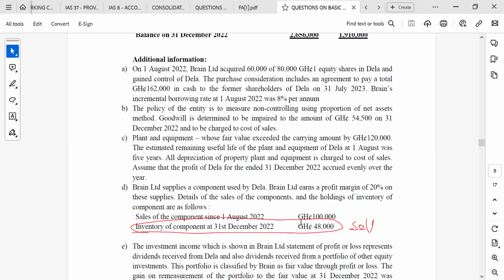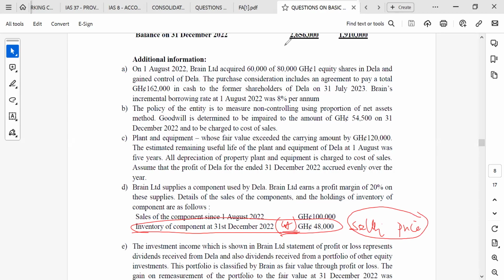So this inventory is at selling price, unless the question is telling you that this inventory is at cost price. They can say cost price to Dela, and the cost price to Dela is a selling price to the buyer. So the inventory over here is at selling price, and you are given a margin of 20%. So what will be the profit to be realized from the sale of the 48,000?